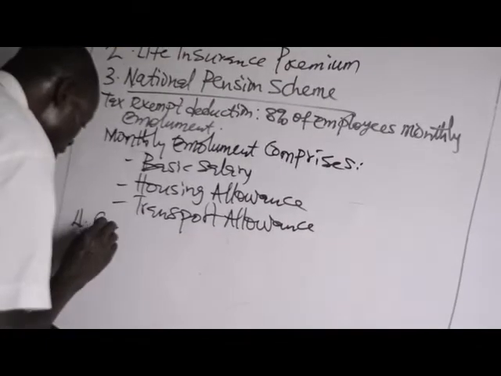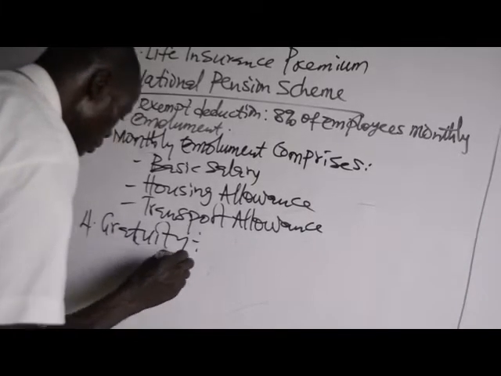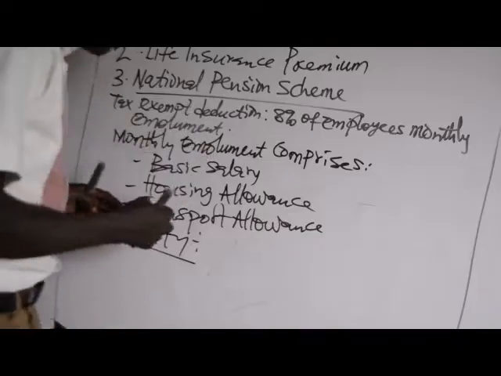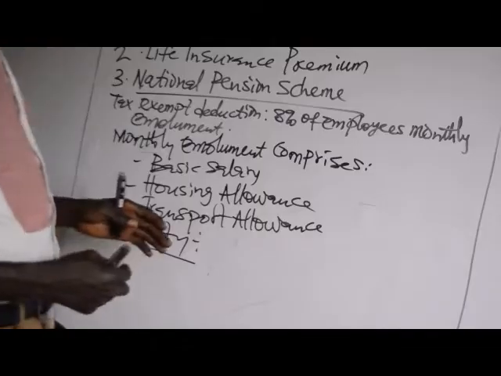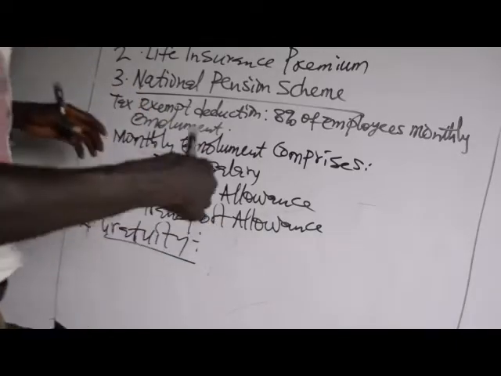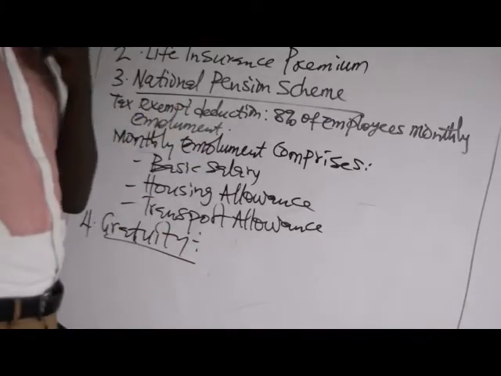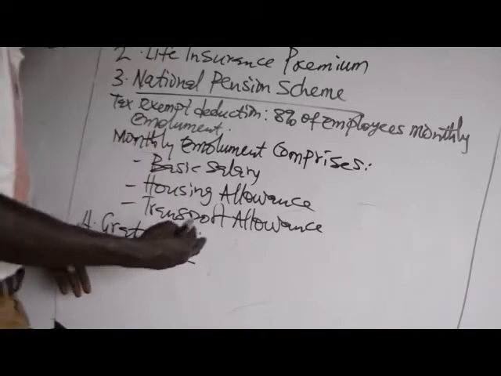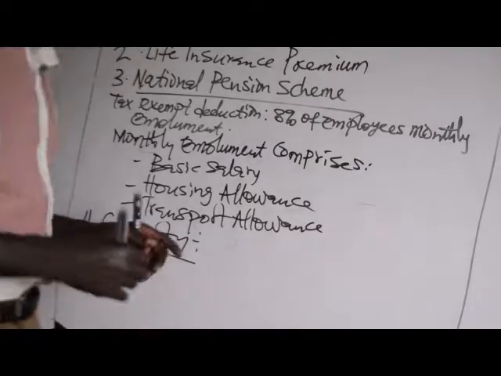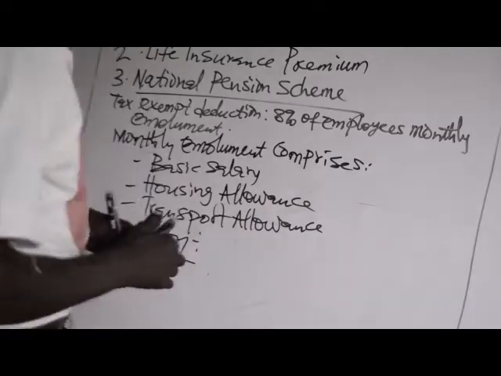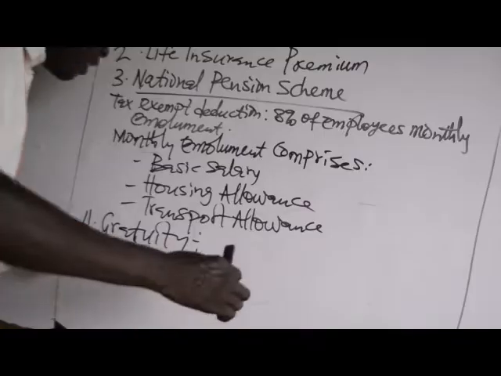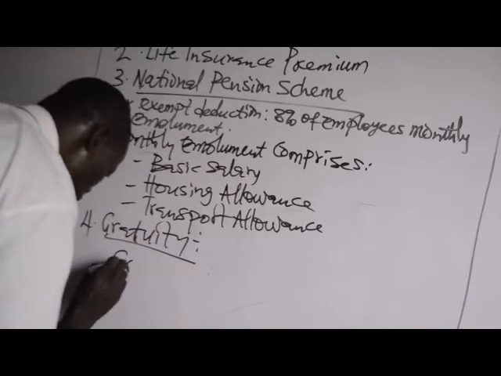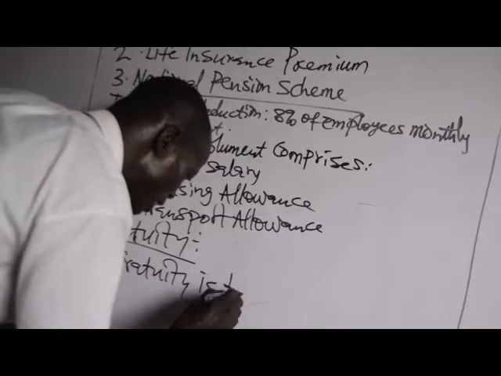Number four, gratuity. Gratuity is a lump sum of money paid to an employee who is retiring after several years of service. Gratuity, under the Pension Reform Act from 2004, is tax deductible.